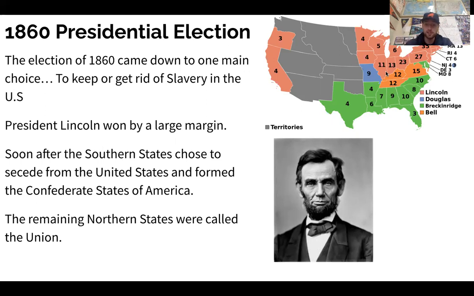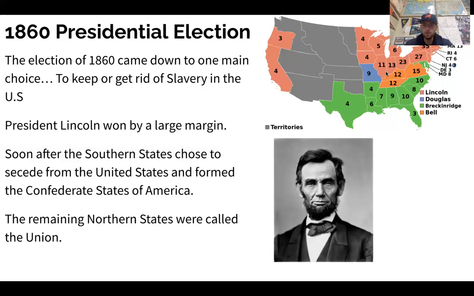But as a result of this election, with Lincoln winning, the South feared that their way of life was going to end. So out of their fear, out of their bigotry, they chose to secede and formally become traitors to the United States and form their own country, or they tried to form their own country known as the Confederate States of America. We're going to talk about them and refer to them as the Confederacy in the next lecture. The remaining northern states were called the Union. And this is what sets up the impending Civil War.